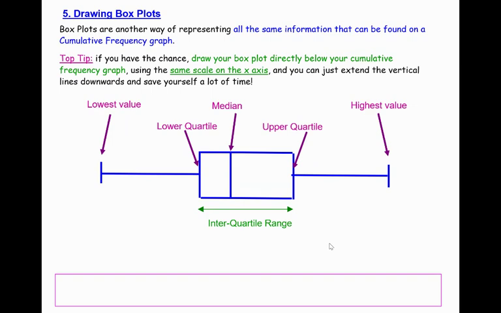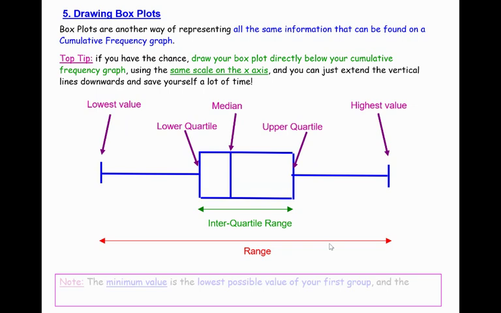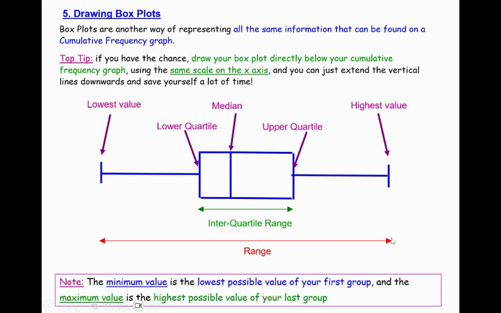The 5 number summary that we always look at when it comes to drawing a box plot is the lowest value, the lower quartile, median, upper quartile, and the highest value. And you realize that all these 5 numbers can be found on the cumulative frequency graph as well. And that's why we can actually make that connection between these two graphs. And I'll show you how it looks.